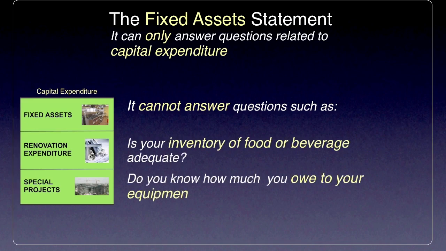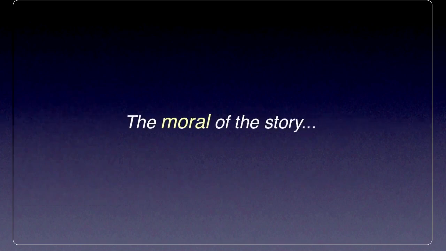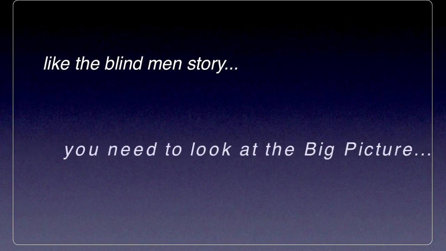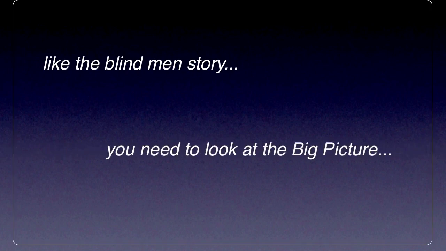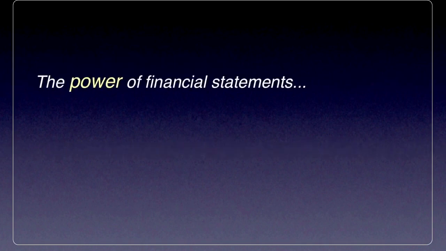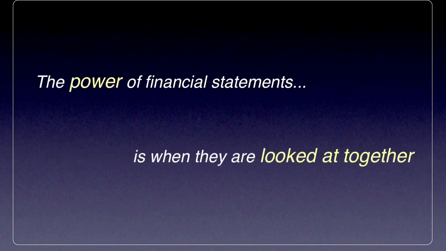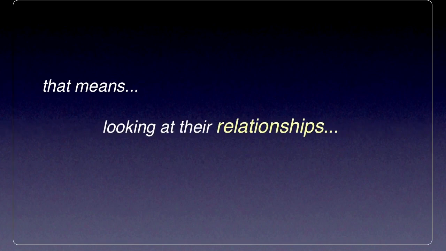So what is the lesson we have derived from our story of the four lead characters, the profit and loss statement, balance sheet, cash flow statement, and the capital expenditure statement? Just like the blind men story, you cannot be looking at financial statements in parts. You must be able to get the full picture, the big picture. Too many finance courses focus on analyzing individual financial statements without understanding that the power is in bringing them together and looking at the entire picture. Only when you look at the full picture will you be able to understand the relationships among them. This is what makes your decision making powerful.